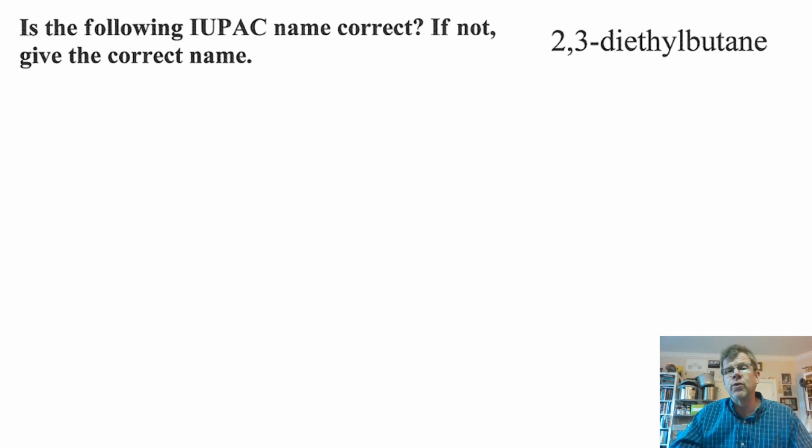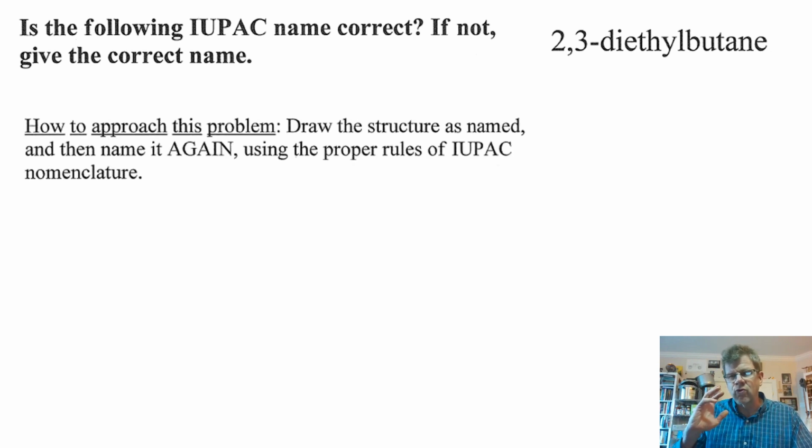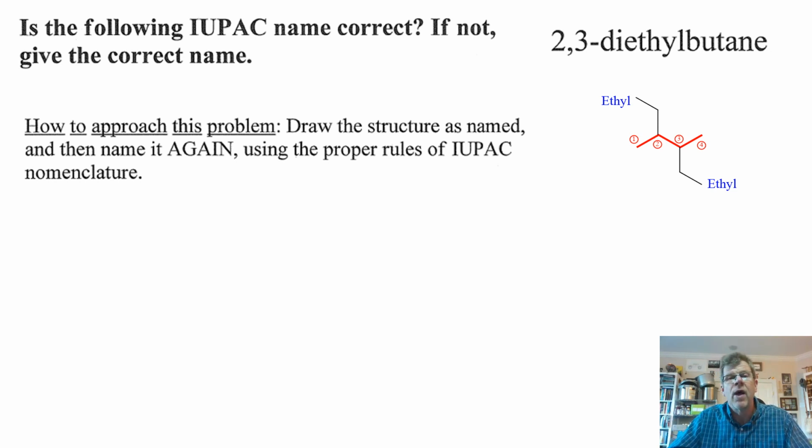Let's draw 2,3-diethylbutane. And if we draw 2,3-diethylbutane and name it according to the rules of IUPAC, let's see if we have the same name. So let's draw that. There's butane, 1, 2, 3, 4 carbons, carbons at the ends and the bends. And now at the 2 and the 3 position, let's put on some ethyl groups. There's 1, 2, 3, and 4, and there's our ethyl groups on there. Is this a correct name? The only way to find out is to name it again.